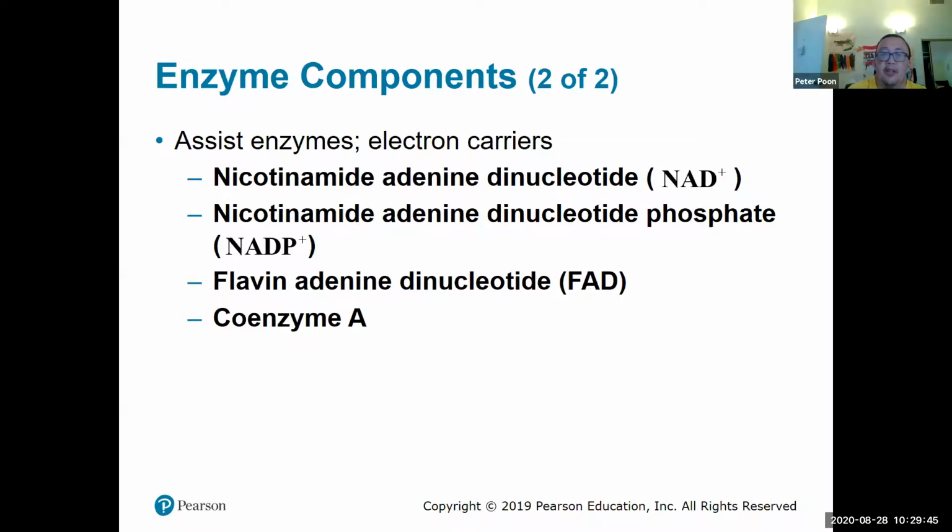These are electron carriers: NAD, NADP, FAD, coenzyme A. These things are going to carry electrons, and you'll find out very shortly why that's important.